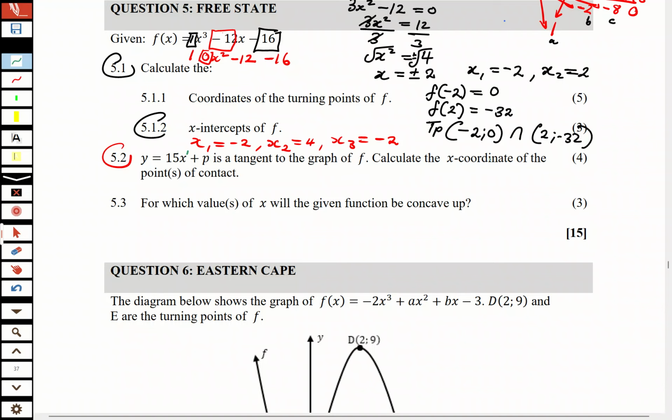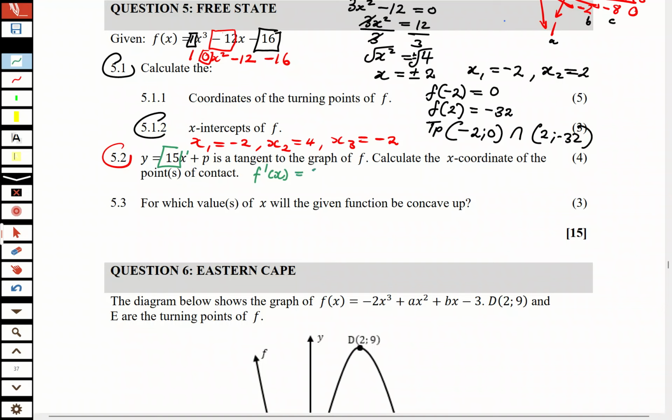Calculate the x coordinate of the point of contact. You are given the gradient this time. If we take the first derivative, you have the gradient, and then equate the gradient, you will find the point of contact there. So you're just going to take the derivative of that. It will give us 1 mark for taking the derivative.